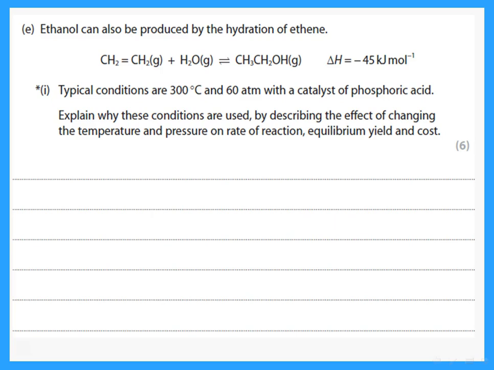Ethanol can also be produced by hydration of ethene. Typical conditions are 300 degrees Celsius, 60 atm, with a catalyst of phosphoric acid. Explain why these conditions are used by describing the effect of changing the temperature and pressure on the rate of reaction, equilibrium yield, and cost. So this is a reversible reaction. So we have to consider the effect of each of these factors on the position of equilibrium and the yield and the cost of the reaction.